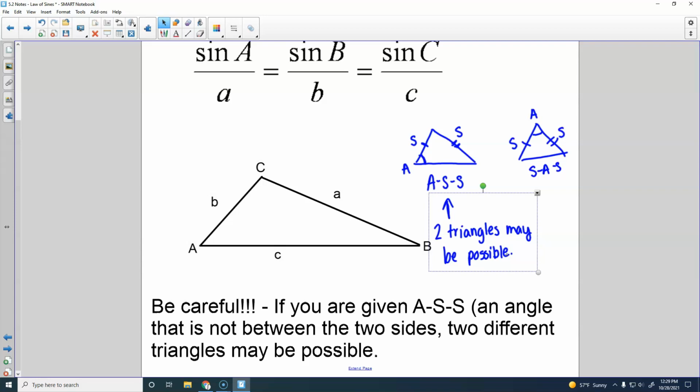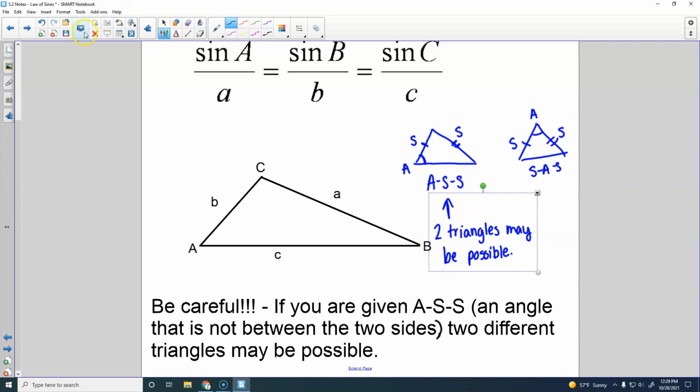So we have to be really careful, because if we are given angle side side, that's an angle that is not between the two sides. Two different triangles may be possible. So we have to look out for this whenever we're doing this. It's going to cause what we are going to call the ambiguous case. It is the one thing that makes law of sines a little bit tricky, although it's not too bad.